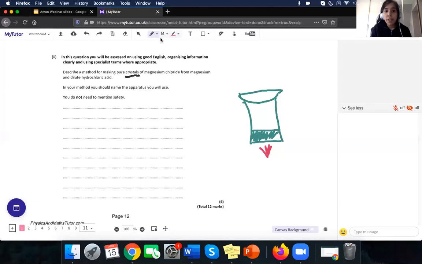Yep, so we're evaporating water. So in this case, we'd be evaporating hydrochloric acid. So we're evaporating excess hydrochloric acid. And the reason we use it on a water bath is because if we heated that evaporating dish directly, it would evaporate too much of that hydrochloric acid.